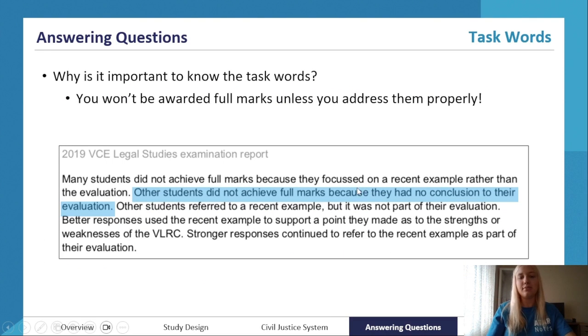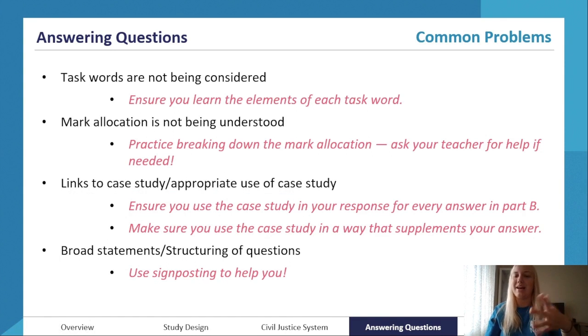Perfect. It's just pointing out the importance of a conclusion, not getting full marks because you don't have it. So just always have it. For 6 marks or more for a question, I need an intro, I need a conclusion. Common problems with questions. I just broke everything down.